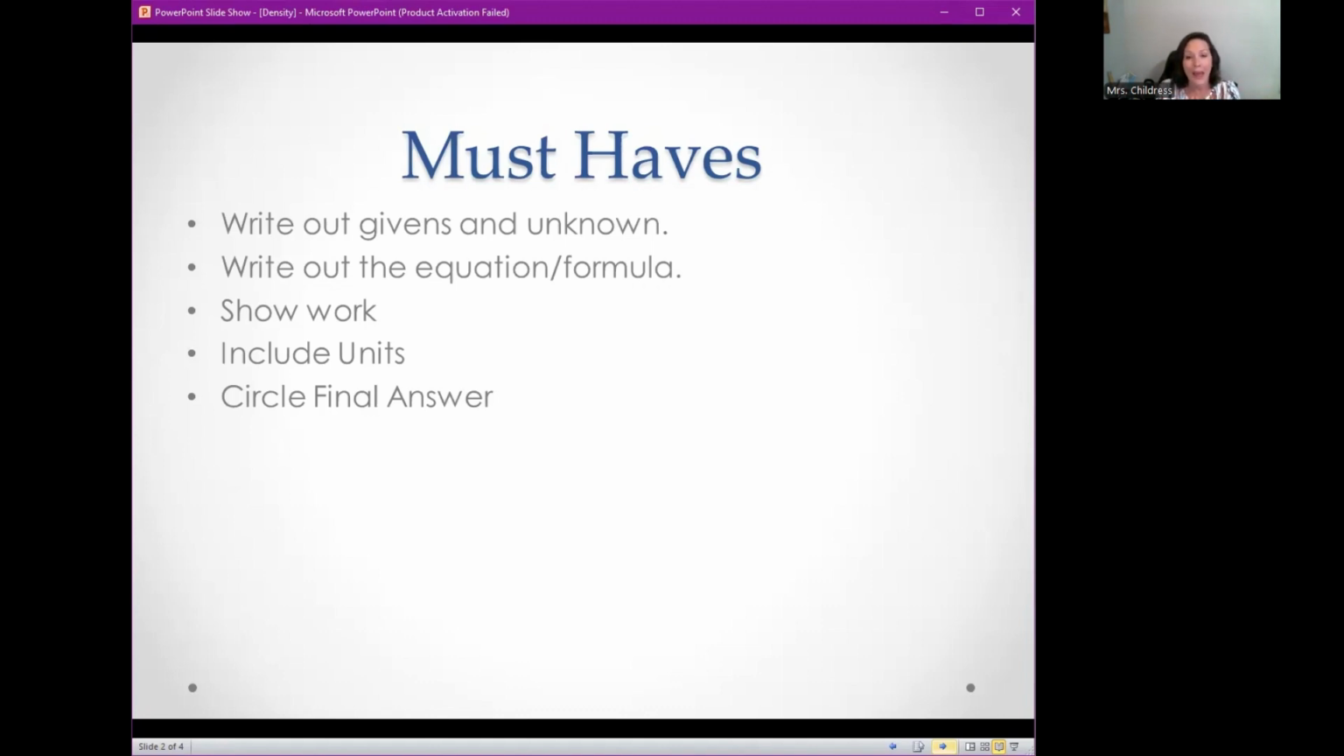Then after you've written that, you're going to write out the equation or the formula. Again, I use equation and formula interchangeably as terms. Then you have to show your work. Then you're going to make sure you include your units in that final answer and then give it a nice, neat circle so that my eye goes right to that answer and I can then work backwards as needed.